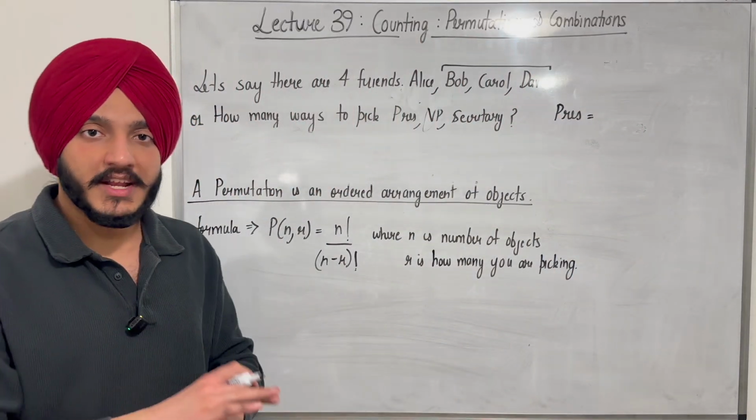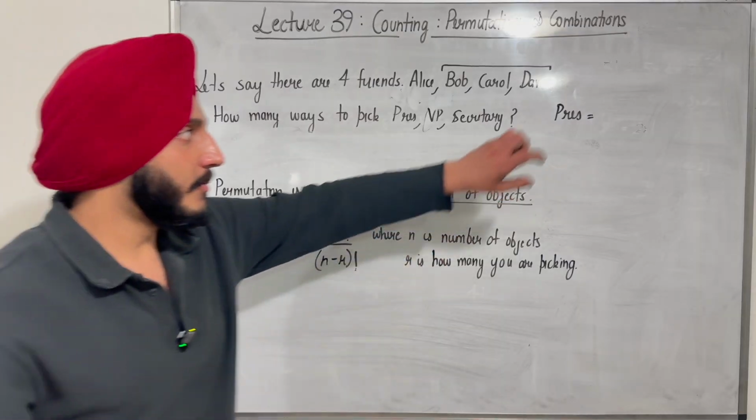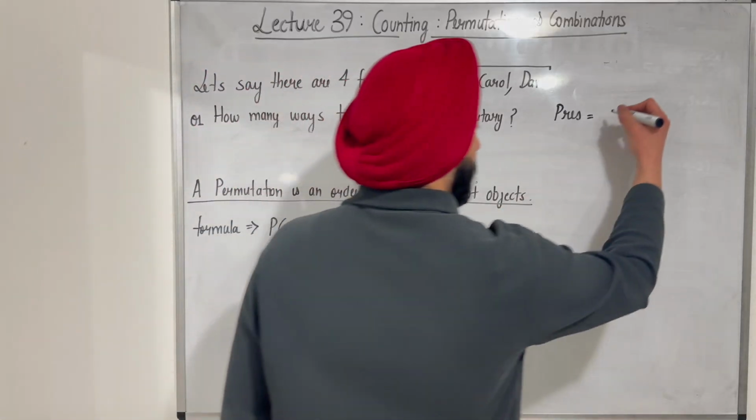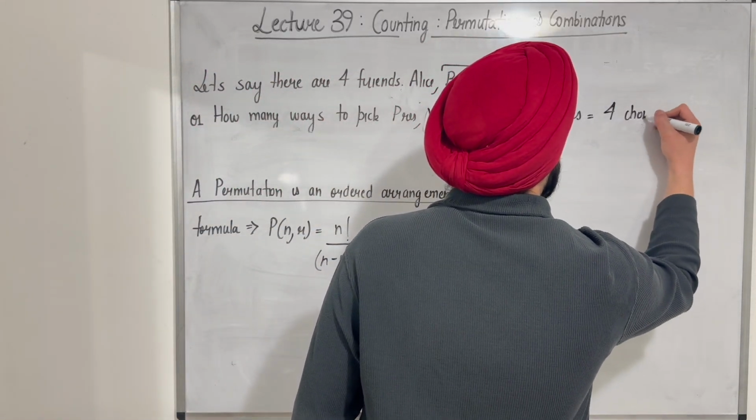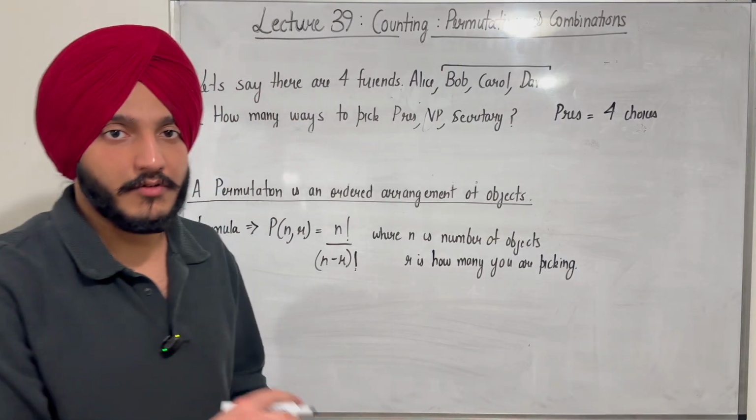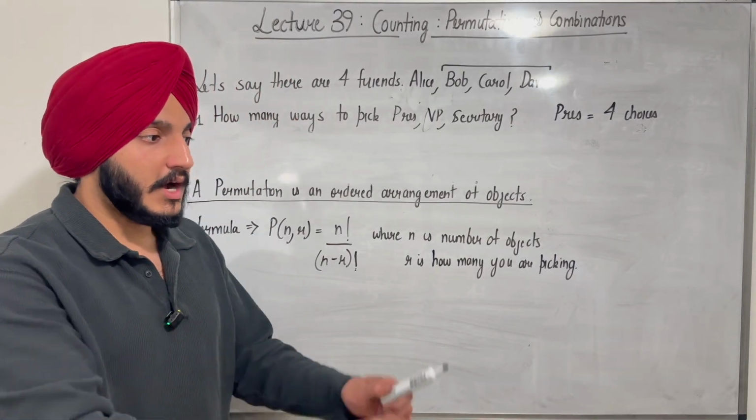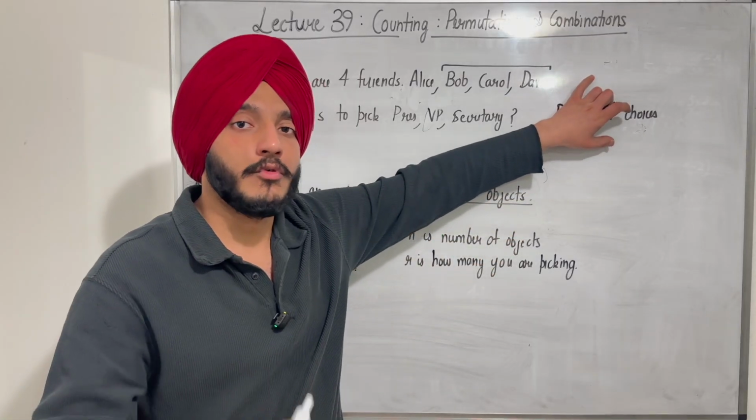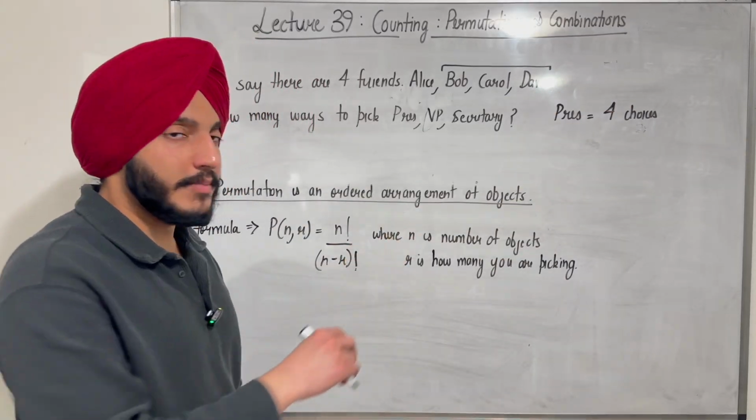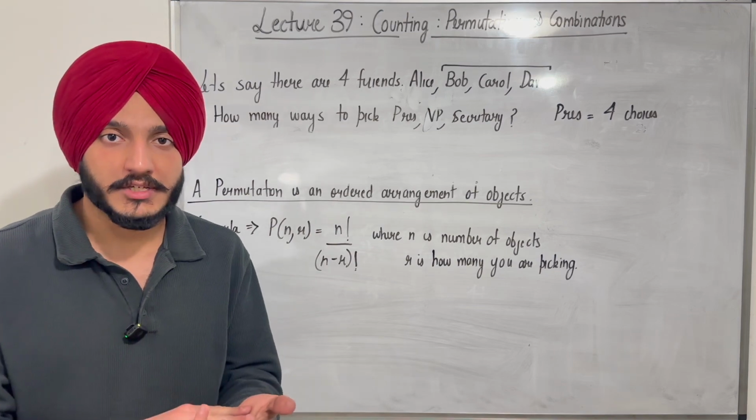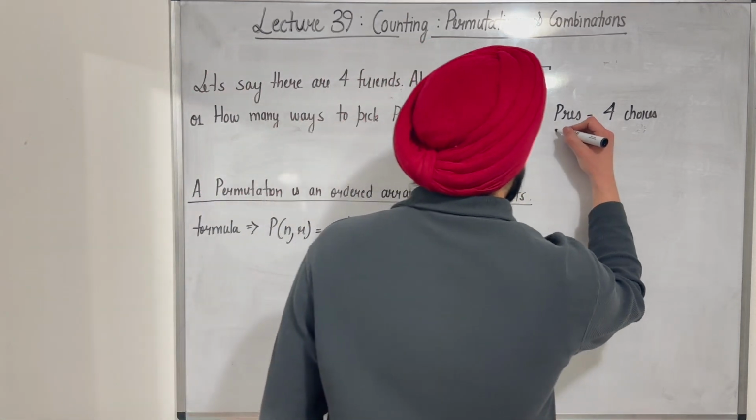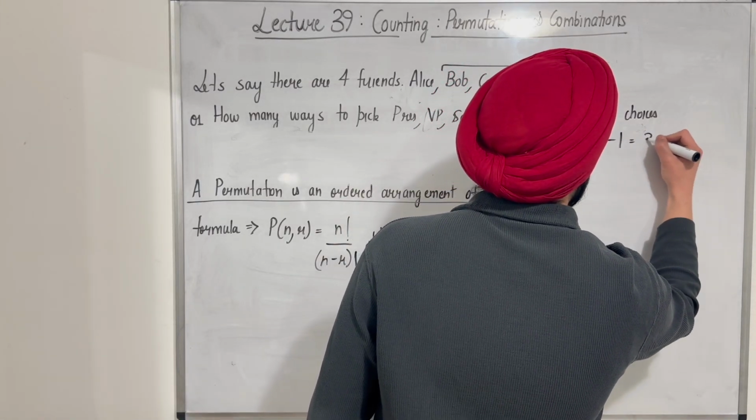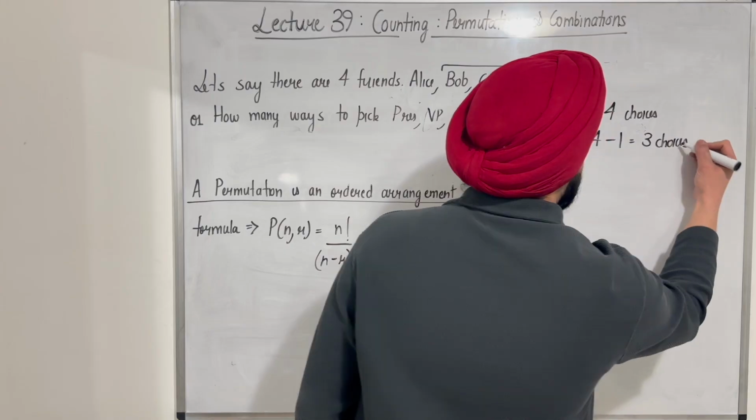Let's say first I am picking for the president position. Right now, I haven't picked anything yet. So if I'm picking the president first, I have 4 people, which means there are 4 choices. I have 4 people and haven't selected any of them. Once I have picked the president, I would have 3 choices left. So when I go to VP, it would be 4 minus 1, which is 3 choices.